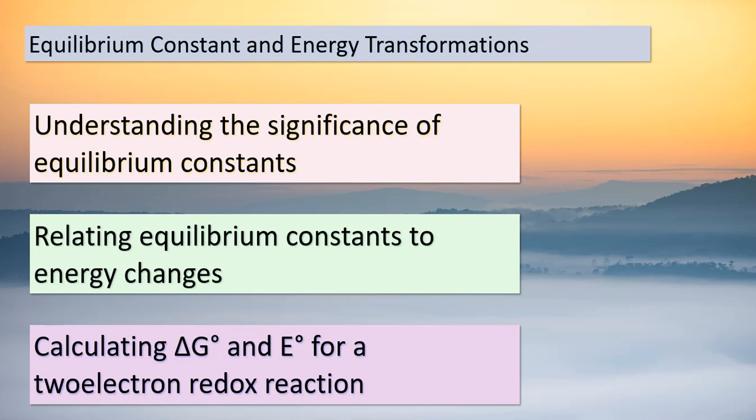By understanding the relationship between equilibrium constants and energy changes, we gain deeper insights into the driving forces behind chemical reactions. To cap off our journey, let's put our knowledge to the test and calculate ΔG° and E° for a 2-electron redox reaction at 298 K. This will bring together everything we've learned about energy, reactions, and equilibrium.